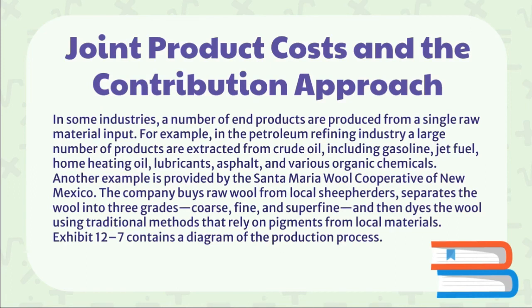Another example is provided by the Santa Maria Wool Cooperative of New Mexico. The company buys raw wool from local sheepherders, separates the wool into three grades such as coarse, fine, and superfine, and then dyes the wool using traditional methods that rely on pigments from local materials. Exhibit 12-7 contains a diagram of the production process.